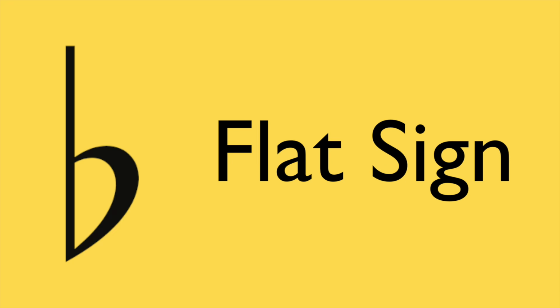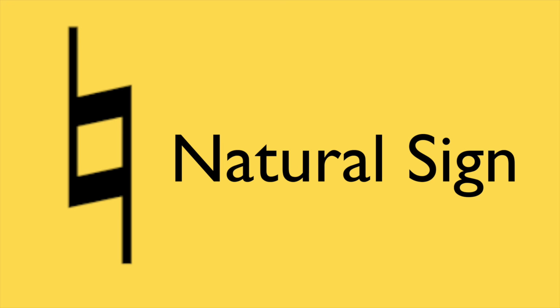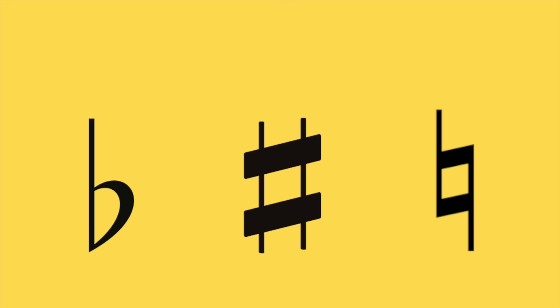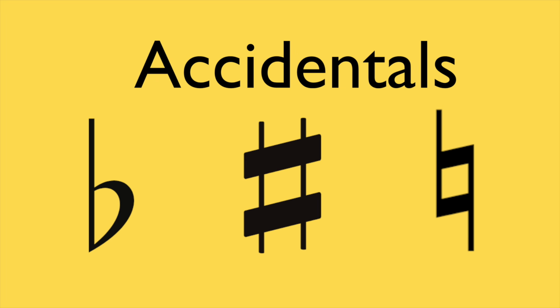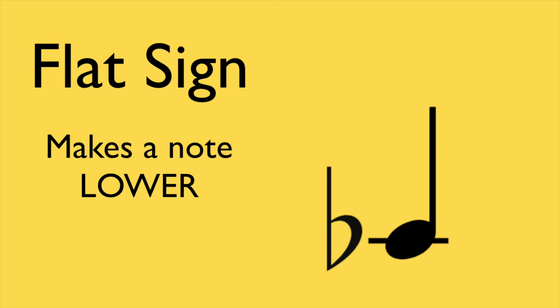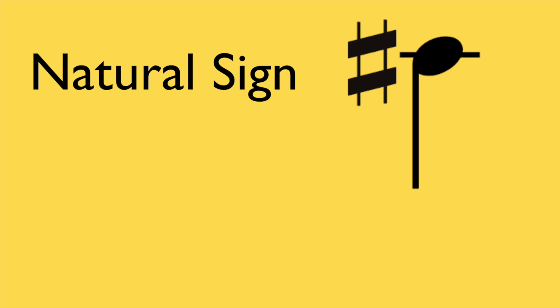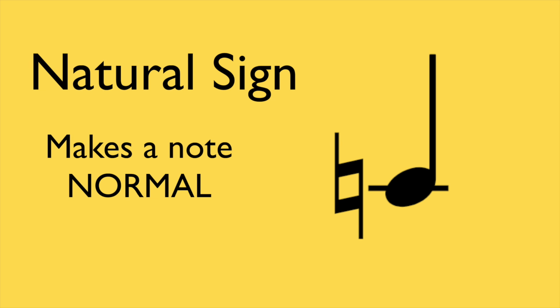This is a flat sign. This is a sharp sign. And this is a natural sign. These three symbols are called accidentals, and they change the way that we read notes. Here's what they do. The flat sign makes a note lower. The sharp sign makes a note higher. And a natural sign indicates that a note should be played normally.